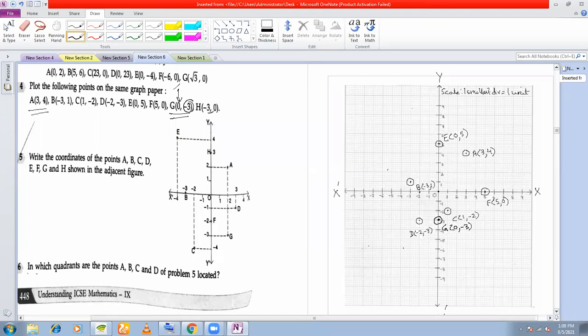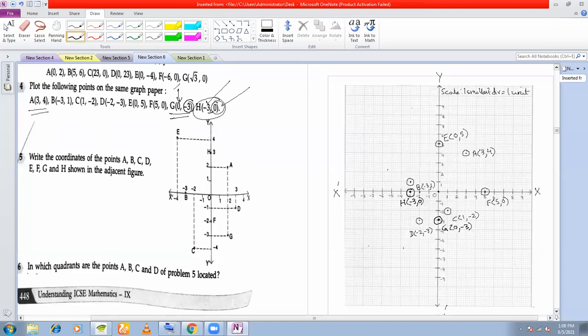Okay. Next point is H, (-3, 0). Sorry, Y coordinate is 0. Which axis? X axis, right? And now you see the X coordinate. How much is the X coordinate? -3. So from the origin, you move 3 units in the negative direction. This is your H, (-3, 0).